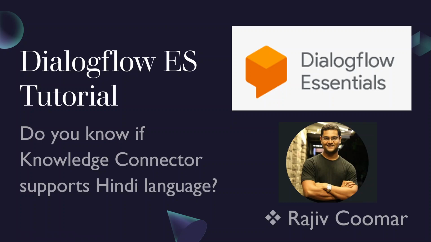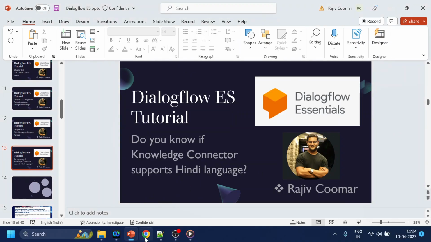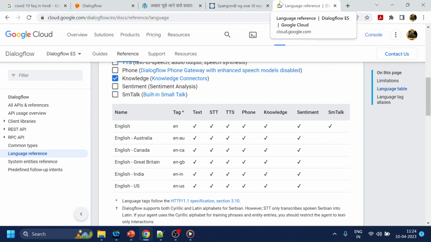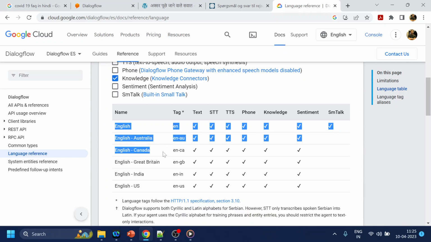Hi guys, in today's video we are going to discuss something very interesting. This is about the knowledge connector in Dialogflow ES. What we know from the document provided by Dialogflow is that for the knowledge connector, the only supported languages are English, Australian, or the other locales we have for the English language.